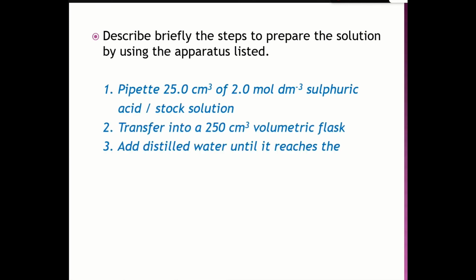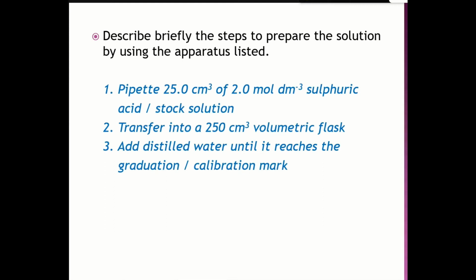So number one, keyword pipette, or we measure by using a pipette, must mention 25 cm³ of 2 molar sulfuric acid. If not, then we need to mention pipette 25 cm³ of stock solution, because the stock solution is referring to 2 molar sulfuric acid. Next, transfer it into, must mention the volume of the volumetric flask. Then last, we add distilled water until it reaches the graduation mark or the calibration mark.